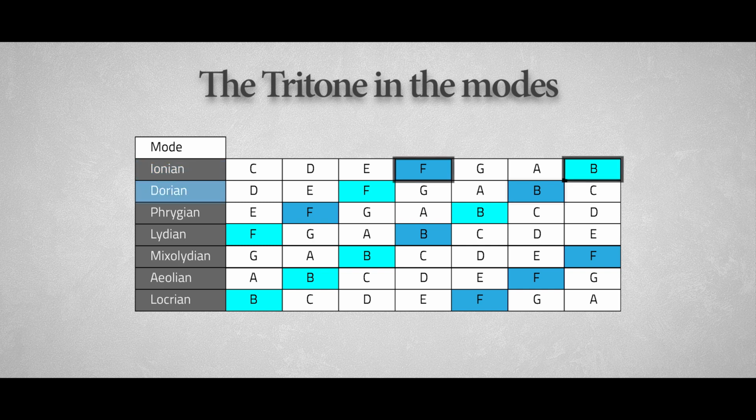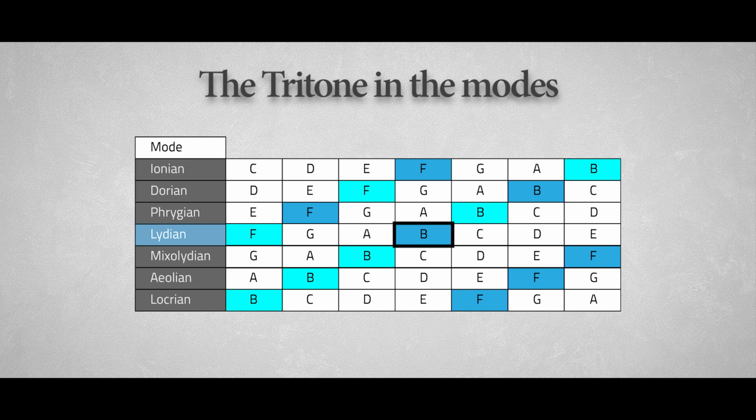Now, in the Dorian mode, the raised sixth is a trigger note for this mode, and this is the note B. In the Phrygian mode, the characteristic note is the flattened second degree, which is the note F. And in the Lydian mode, the raised fourth degree is the modal trigger note.